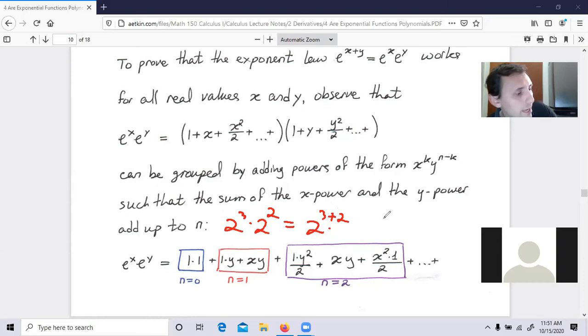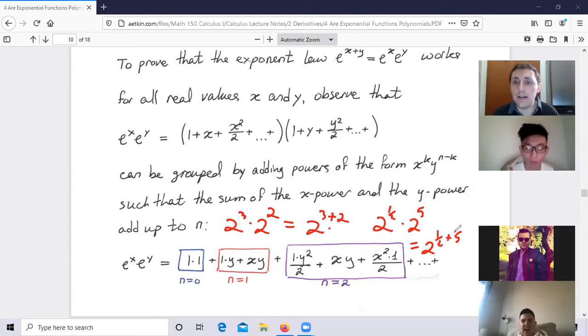But if I have, let's say, 2 to the power of 1/2 multiplied by 2 to the power of 5. In your school, you were taught this is 2 to the power of 1/2 plus 5. But that's no longer as obvious. Because first of all, I have to understand what the 1/2 is even doing. What is the 1/2 power, right?